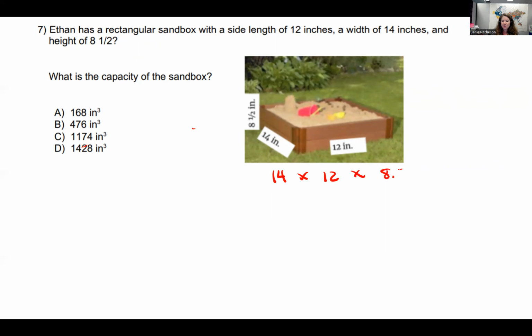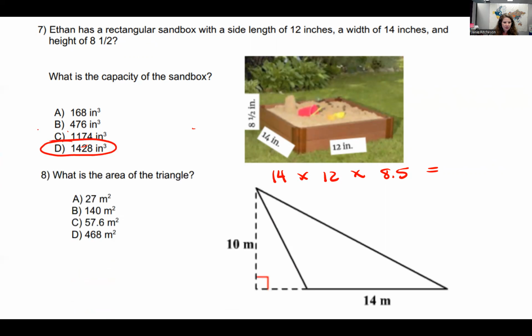I'm just going to turn that to a decimal. I'm going to multiply those numbers together. 14 times 12 times 8.5, and I get 1,428 cubic inches. Here we go.